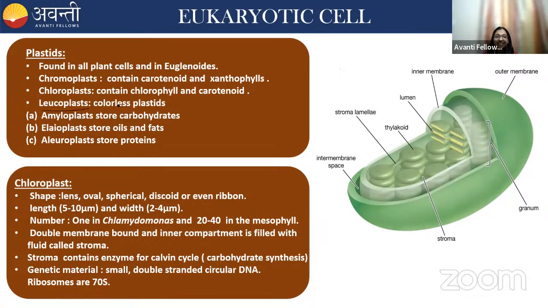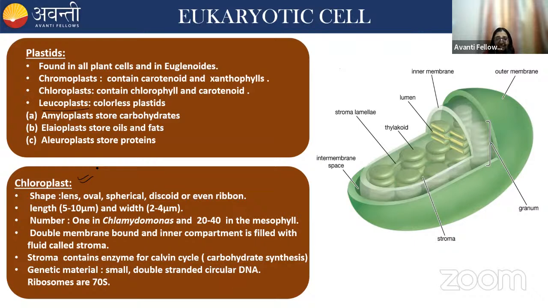And leucoplasts are further divided into amyloplast that stores carbohydrate, elaioplast that stores oils and fat, and aleuroplast that stores proteins. Today, we are going to discuss chloroplast in detail. So the main function of the chloroplast is to perform photosynthesis, right?